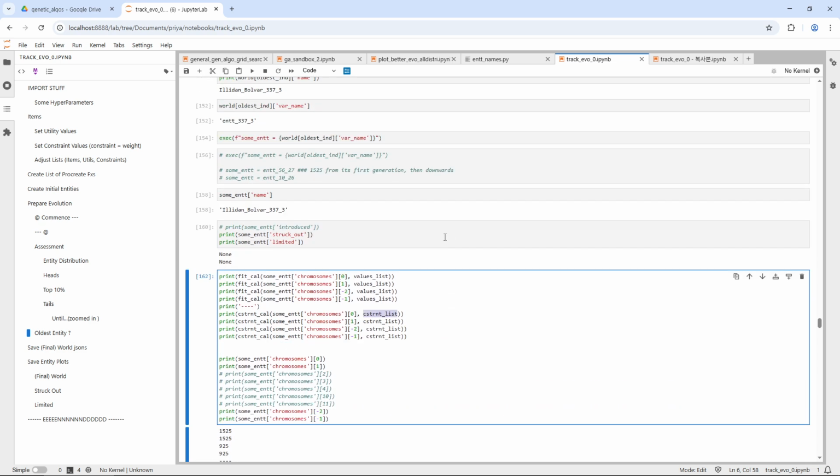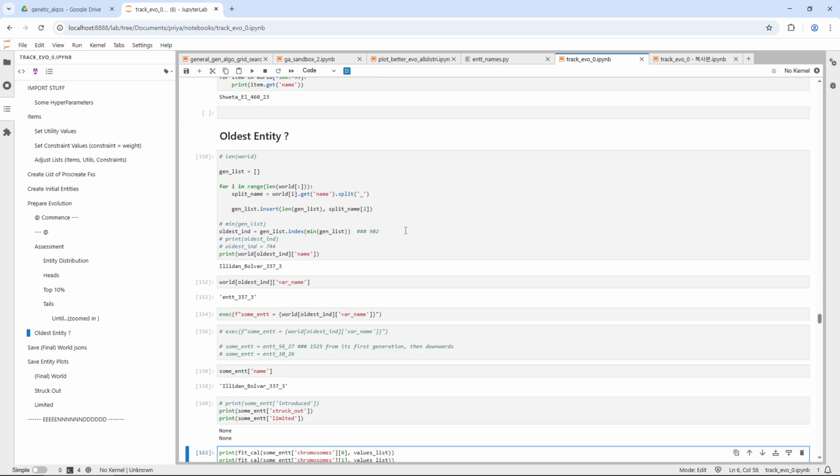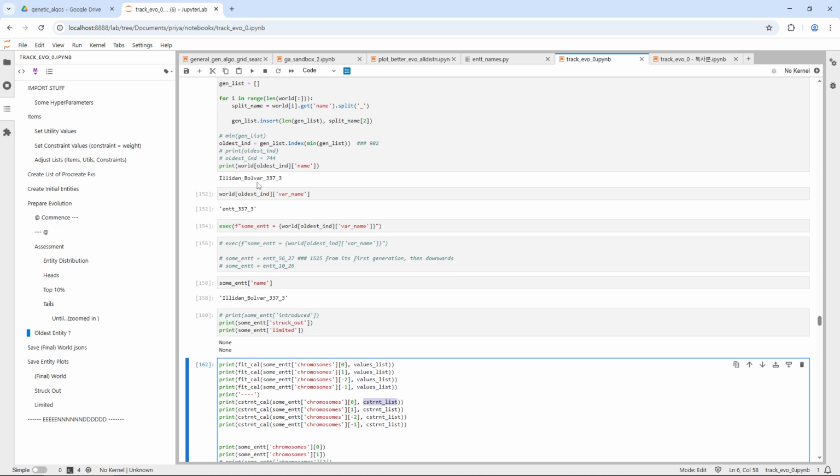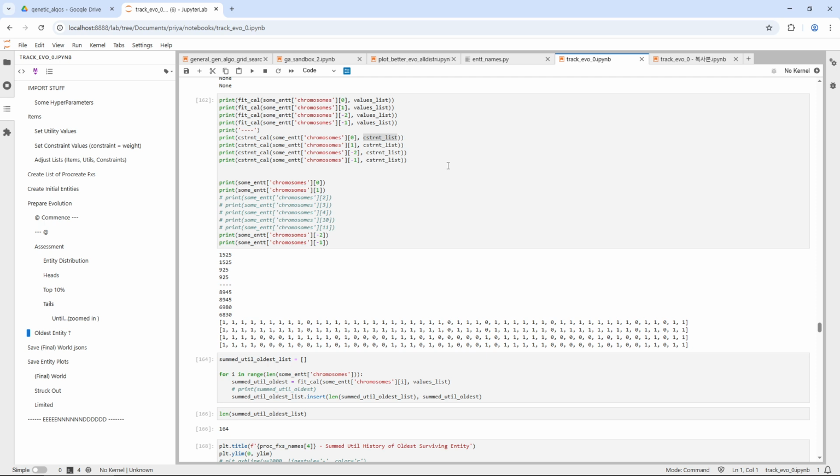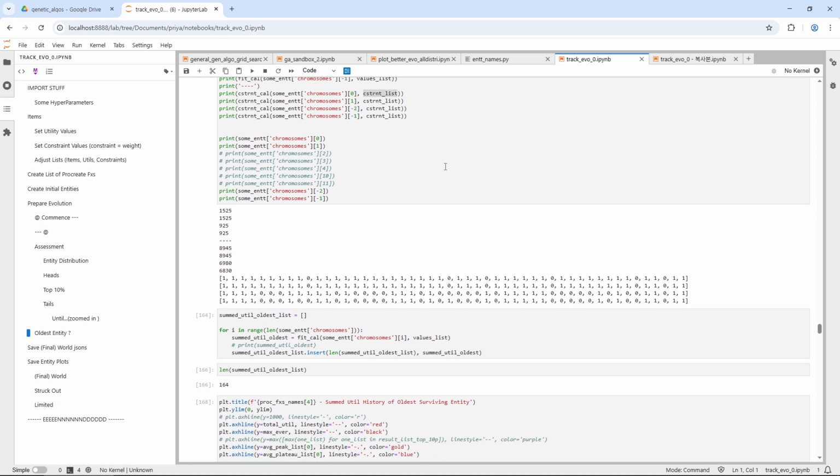What I'm dealing with right now is the oldest entity within the final state of the world. So when the iteration ended, it is very likely that given more time or more generations, this entity would have also been left out or limited out of the population or been struck out because it went over the constraint threshold. But I'll talk about this soon.